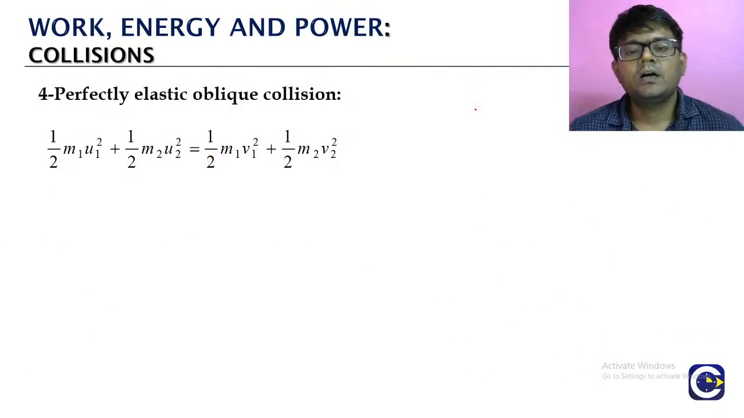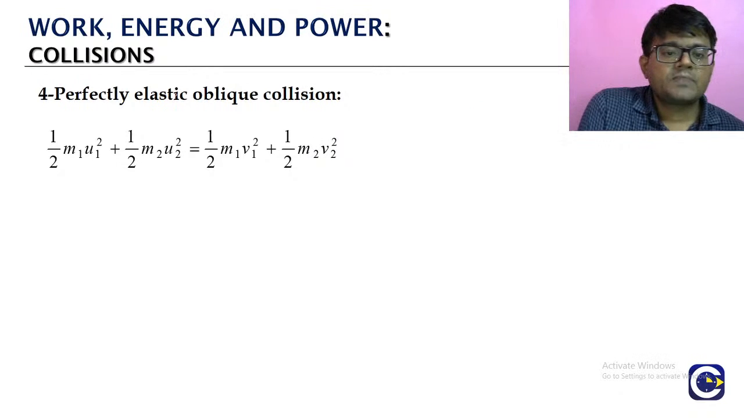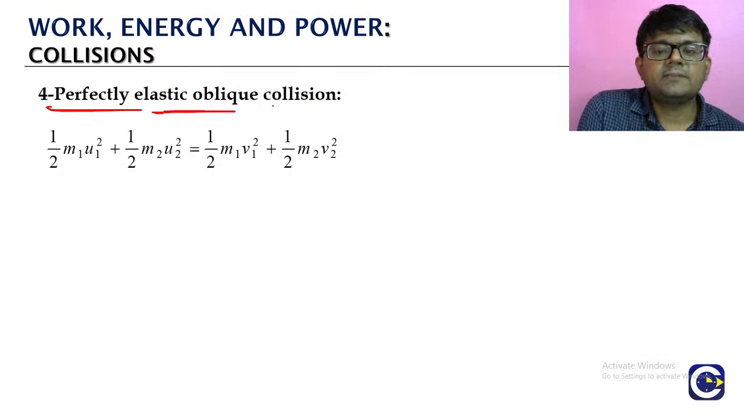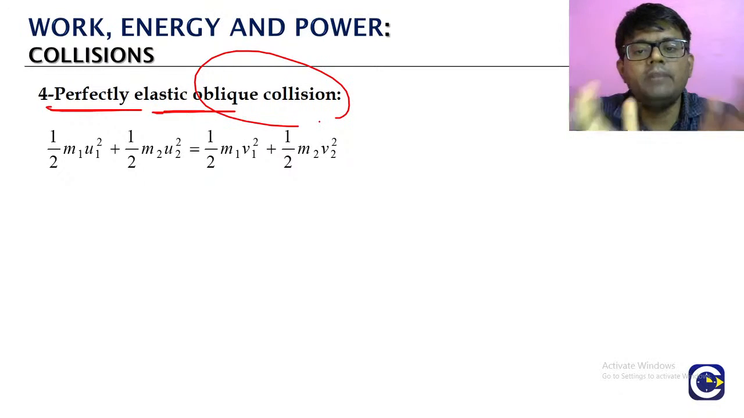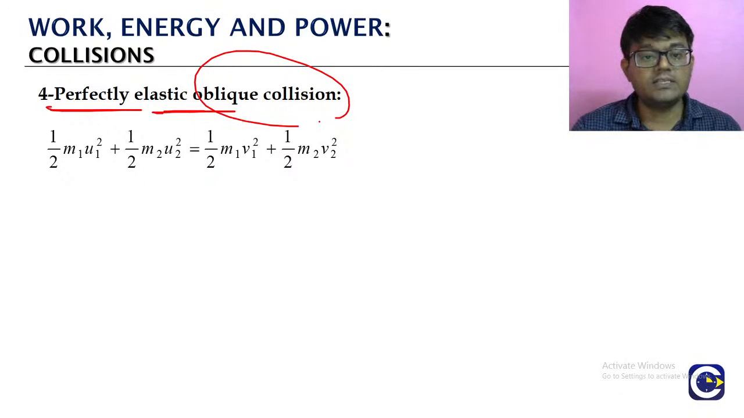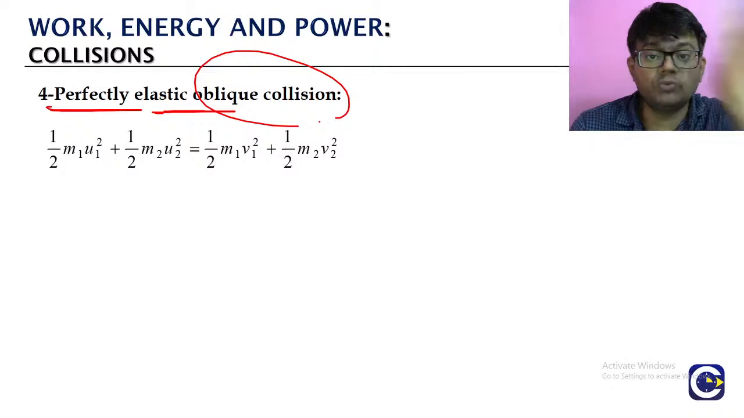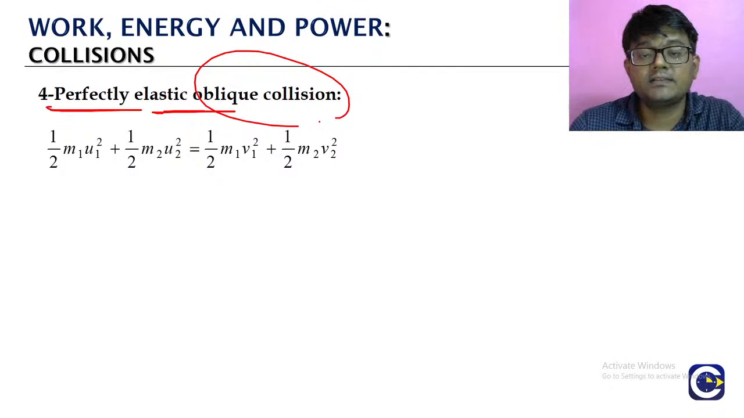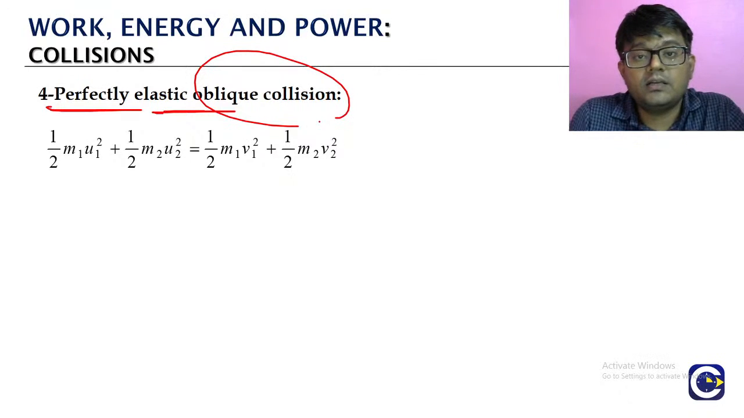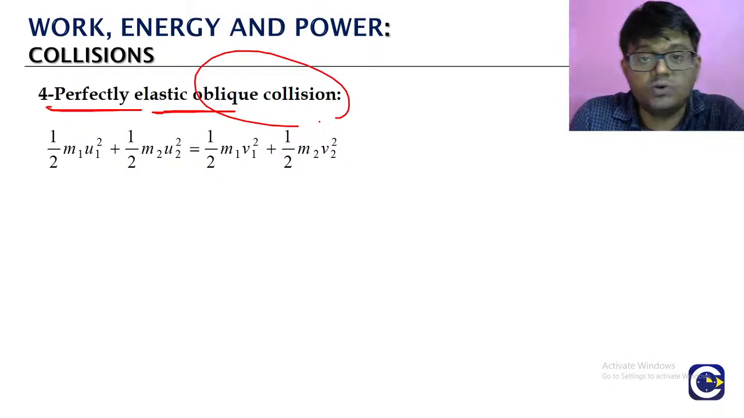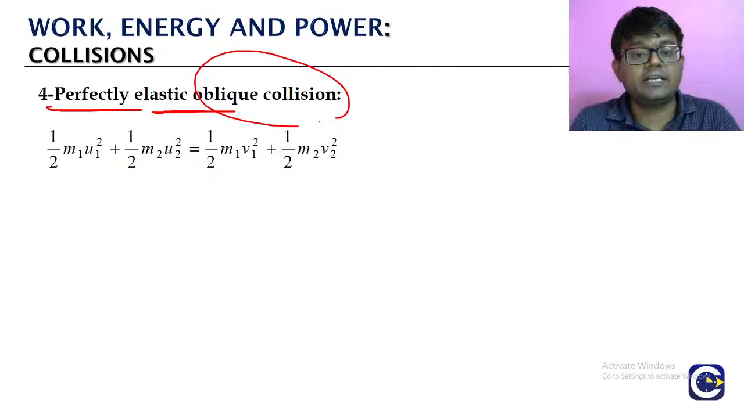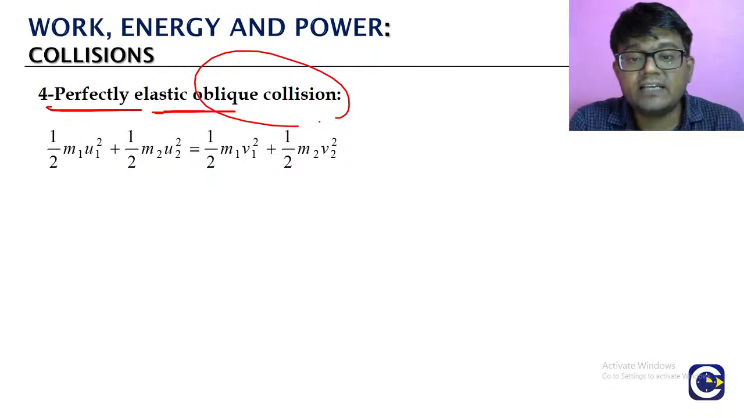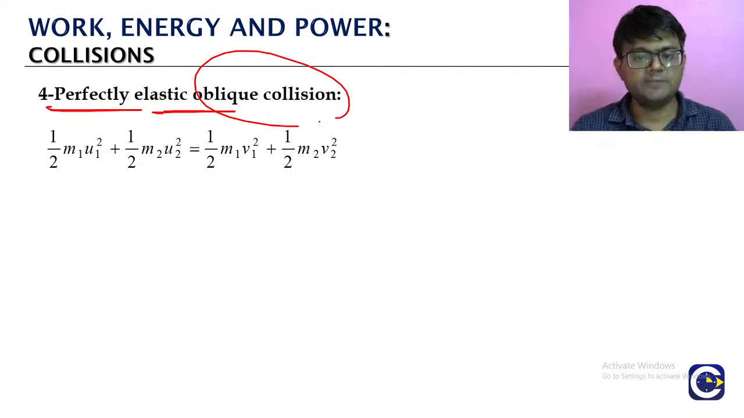Let us look at the perfectly elastic type in the oblique category. This is the fourth. Why? Because 1, 2, 3 are already covered. 1, 2, 3 are in the head on type: head on elastic, head on inelastic, head on perfectly inelastic. Those 3 are over. Now we are looking at the fourth category, the perfectly elastic type in the oblique collision.